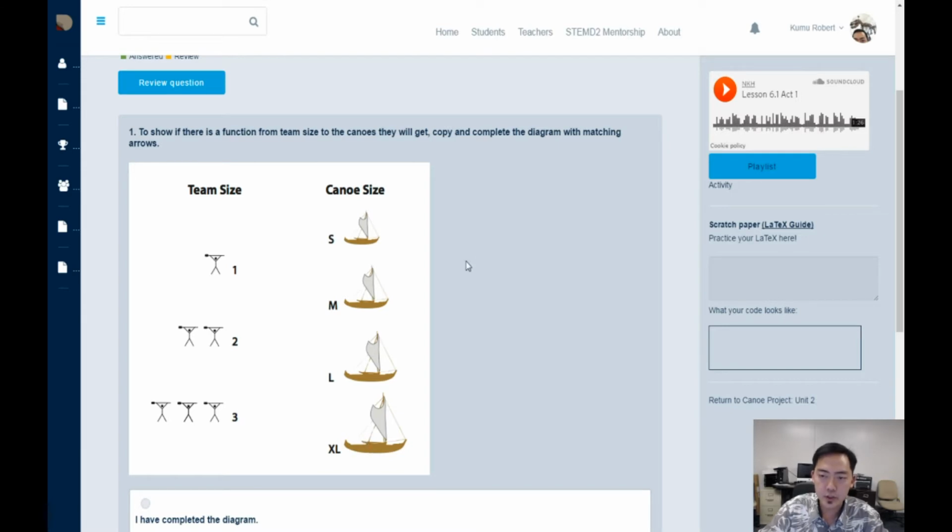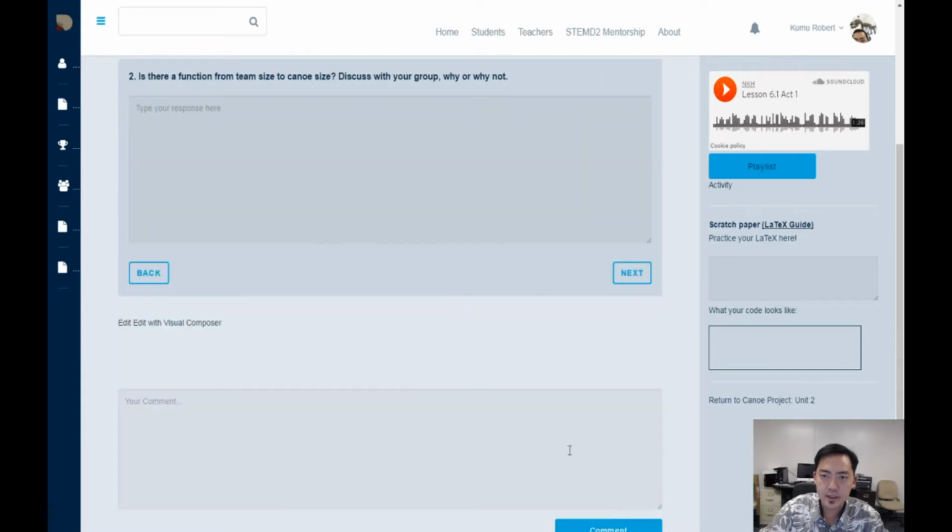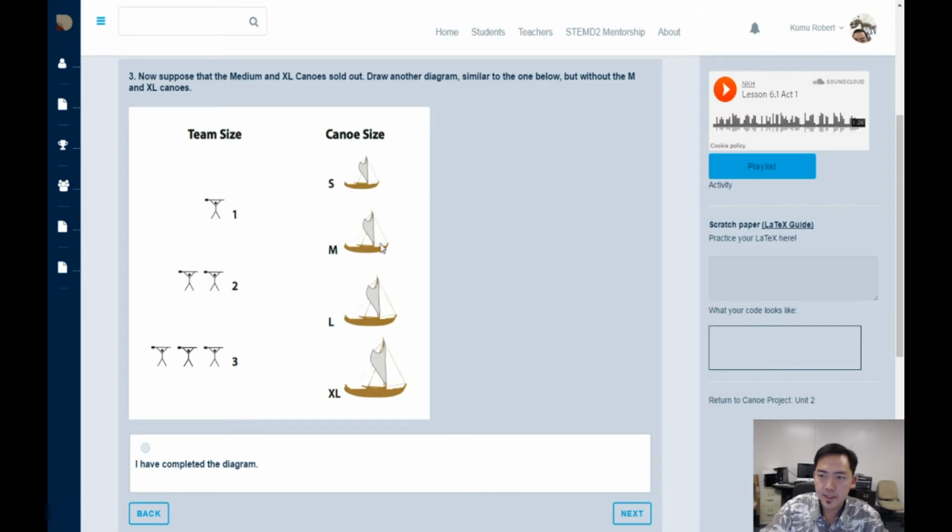The first thing that the students have to do is to copy this diagram and then draw the mapping from the team size to the canoe size. Then the students have to discuss whether this is a function. Later on, the medium and the extra large canoes are sold out. So the students will have to redraw the diagram without the medium and the extra large, and then redraw the mapping. And then they have to reanalyze if this is now a function. This activity emphasizes that functions can have two inputs that lead to the same output, but they cannot have one input leading to two different outputs.